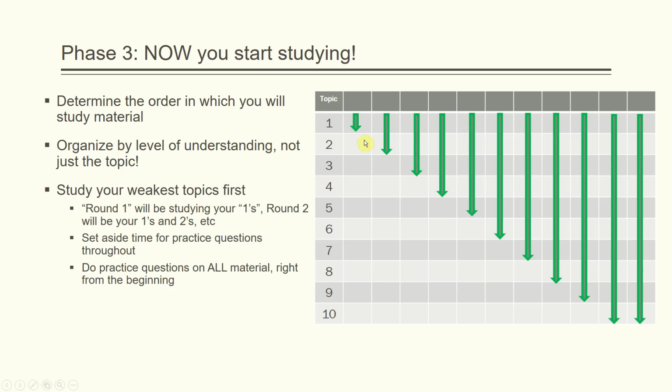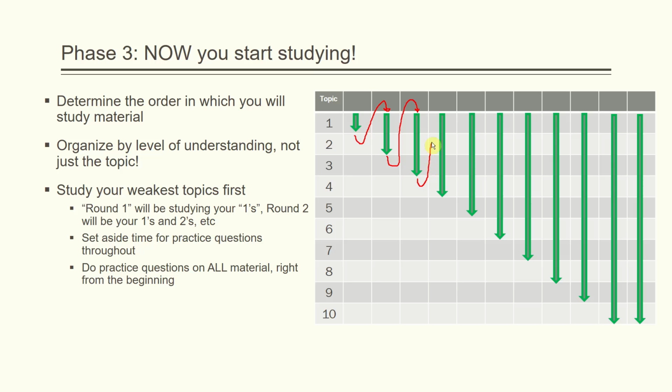And so what we're going to do is organize our topics from 1 to 10, and we're going to start studying our weakest topics first. And so we're going to start studying with the 1s, and we're going to go through all of our 1s. And then when we're done with that, we're going to circle back around and start all over, and we're going to study all of our 1s again, but then we're going to add our 2s onto the end of it. And then when we're done with that, again, we're going to study our 1s again, add our 2s, and then add our 3s.